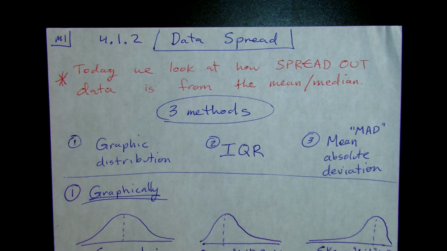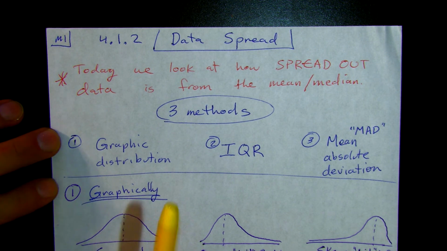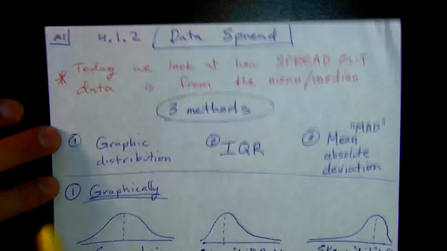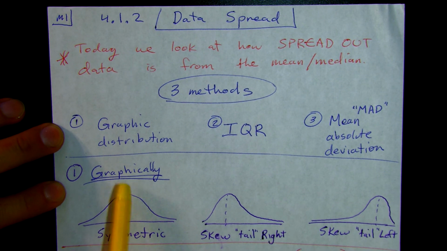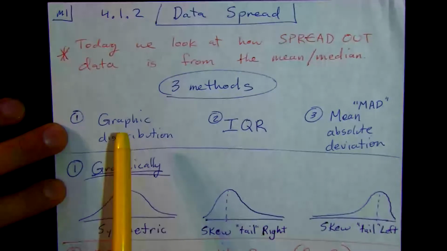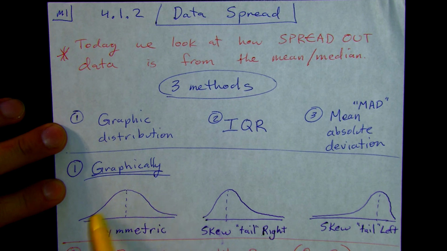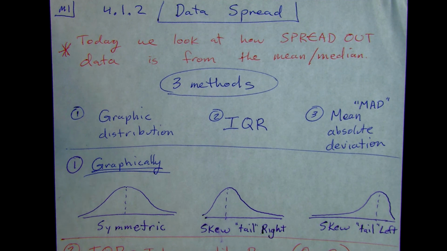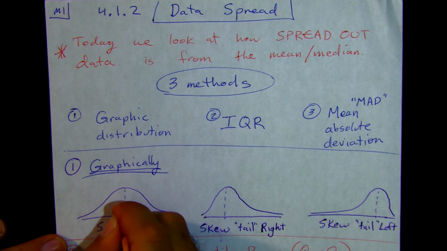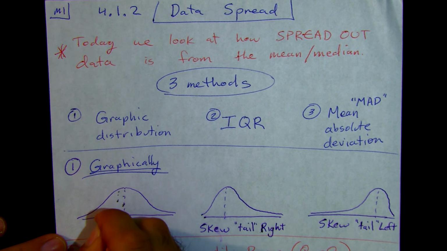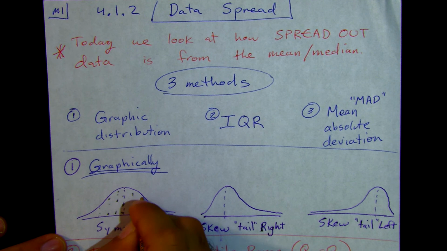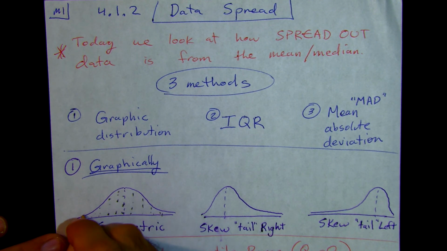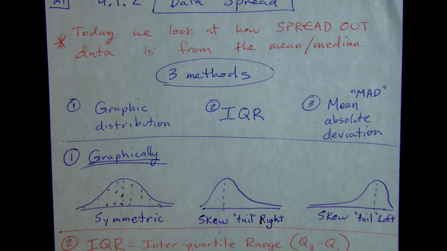Now, the three methods we're going to look at. The first one is kind of an easy observation type method. We look graphically at how the graph is distributed. Distribution is just talking about where the data points are. If this was a dot plot, these would be dots, and it would show that most people were situated around the mean or the median. The dots would show that it's pretty balanced, it's symmetric.